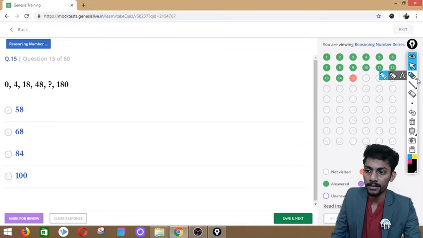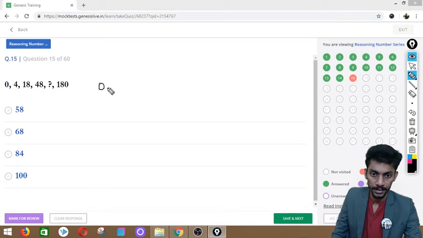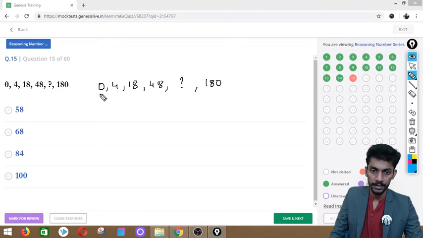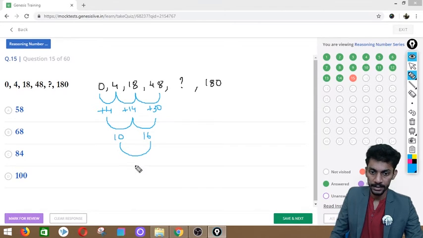Okay, next question. Question number 15. So 0, 4, 18, 48, comma, question mark, and 180. Let's calculate the difference first. The difference here is 4. Correct? The next difference is 14. The next difference is 30. Here the difference is 10. The difference is 16. Okay, what is the common difference? It is 6. So every time it is added because the values are increasing. So the next difference should be plus 6.